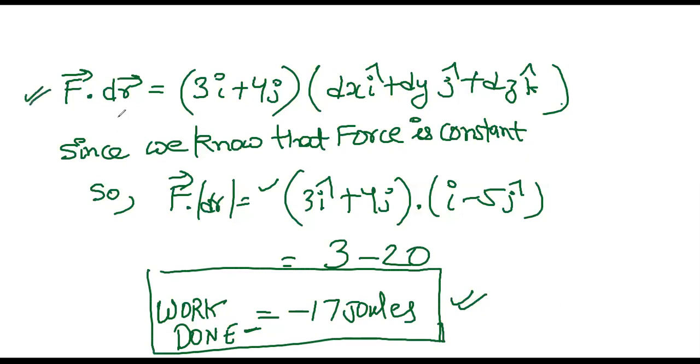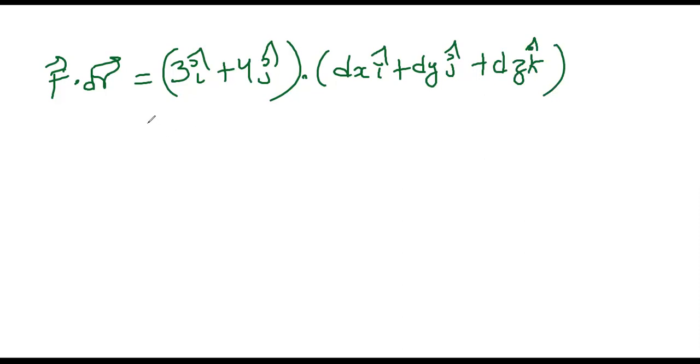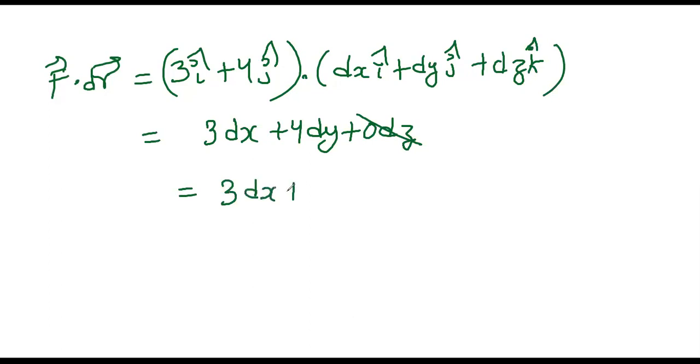And we can solve it by another method also. So let me take a new slide again. We know F dot dr, and we will solve it with the coordinates method. The force was 3i plus 4j, and dr is dx i cap plus dy j cap plus dz k cap. If we do the dot product, it comes out to be 3dx plus 4dy plus 0dz, so 3dx plus 4dy.